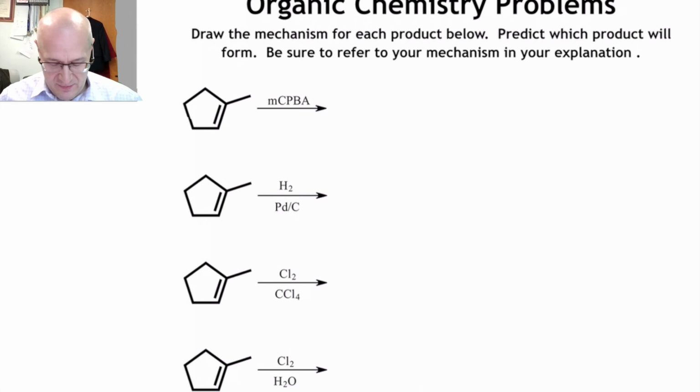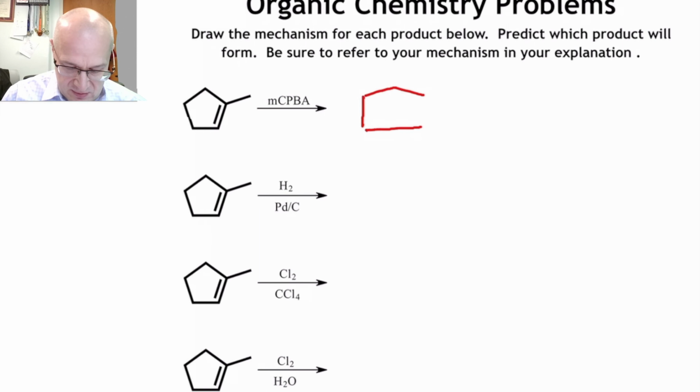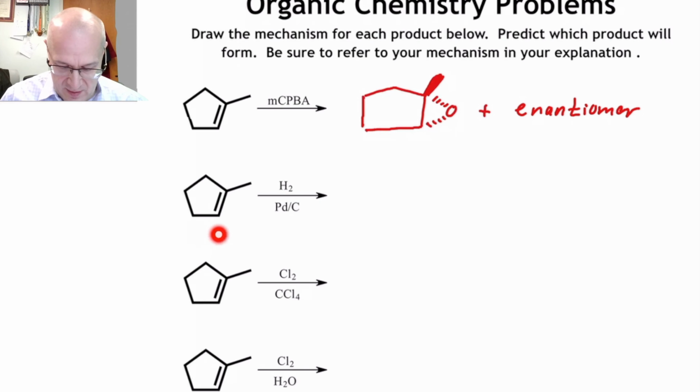All right, so now we have the same alkene as the previous 4, and we have different conditions again. So let's just do them. So here we have MCPBA reacting with nothing else. So now we are just going to get the epoxide. Plus the enantiomer. Very simple.